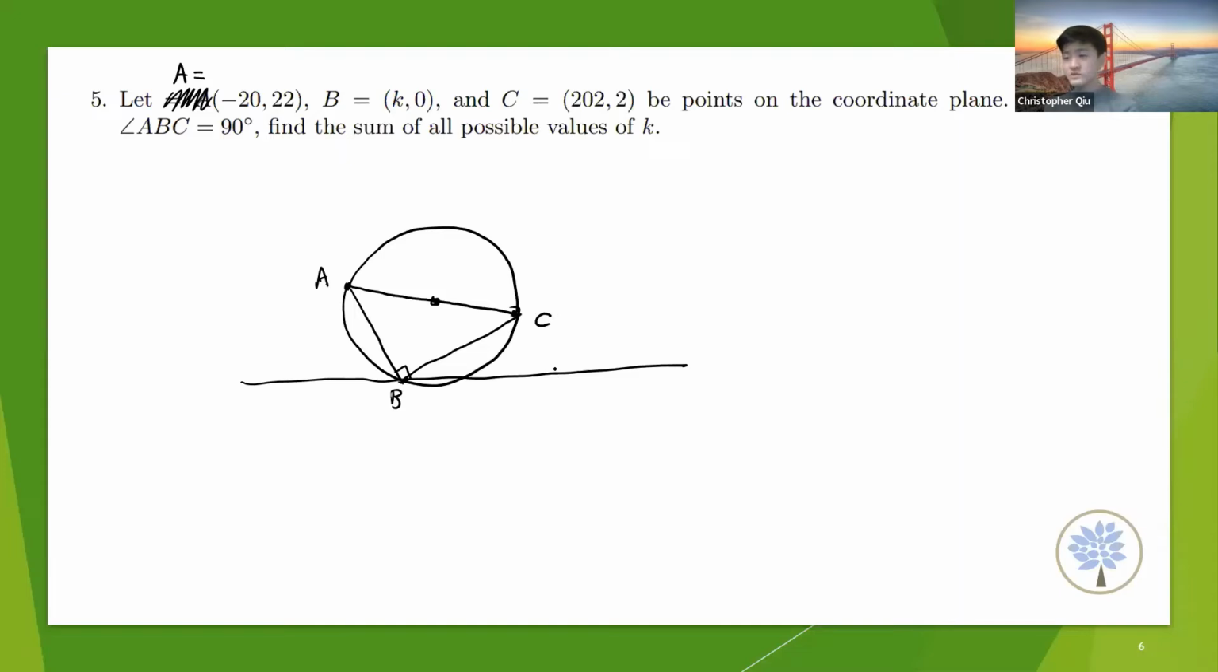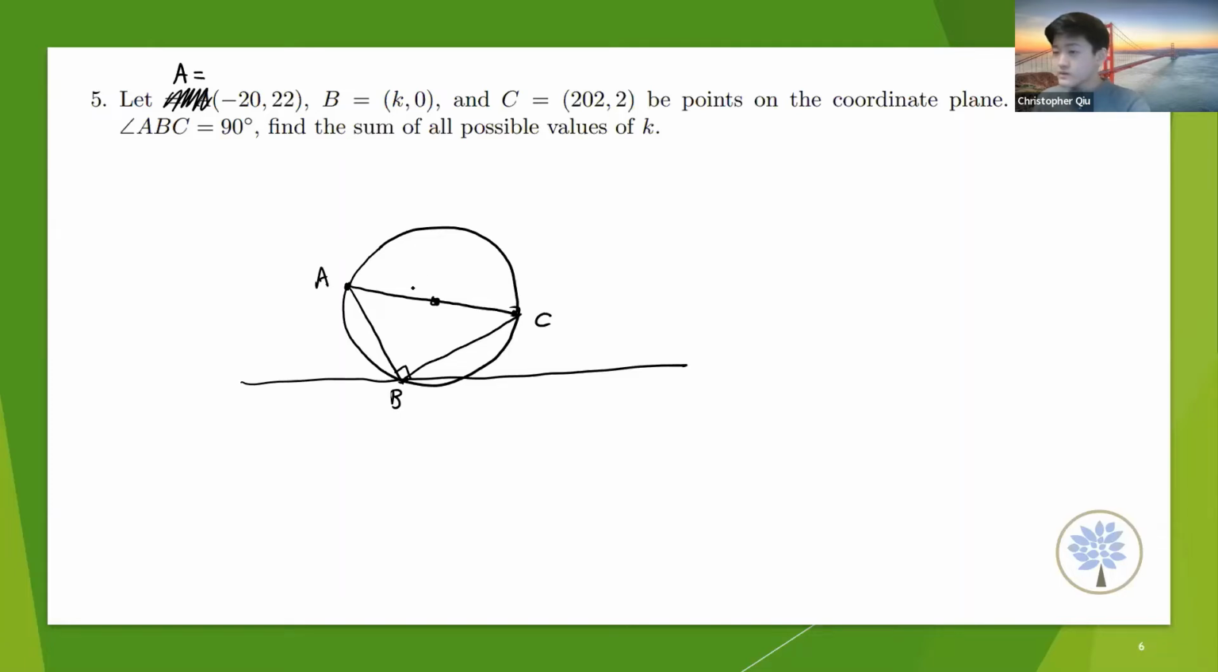So really what we're trying to do here is find the sum of all possible x coordinates of places where the circle with diameter AC hits the x-axis. So that's really what we're trying to find here.